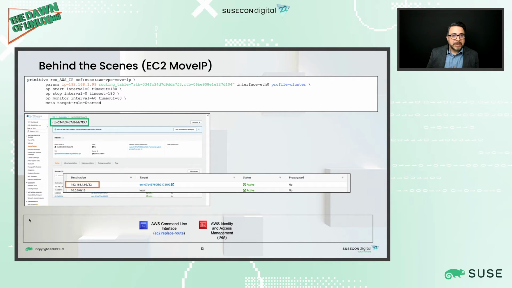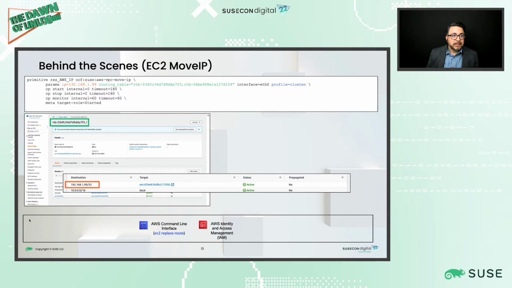Let's start off by explaining what an ENI is. Each Amazon EC2 instance has an Elastic Network Interface, or ENI. In short, it's the virtual network adapter. With that being said, let's look at the top image on the slide. What we're looking at is a screenshot of the cluster resource agent, AWS VPC Move IP. I'll explain what it does, but for now, just know that it controls the network traffic that's routed to the active node of the cluster.